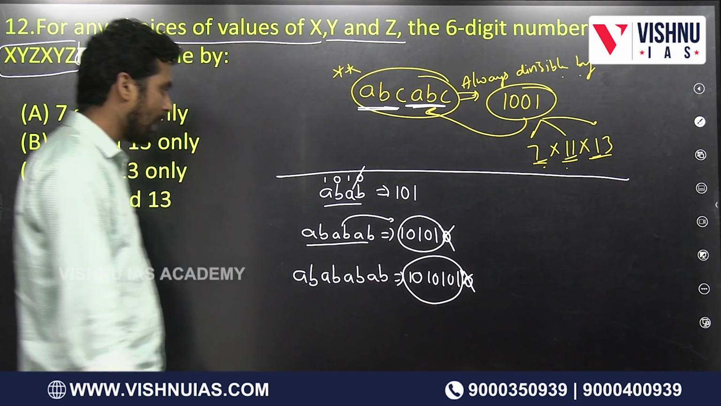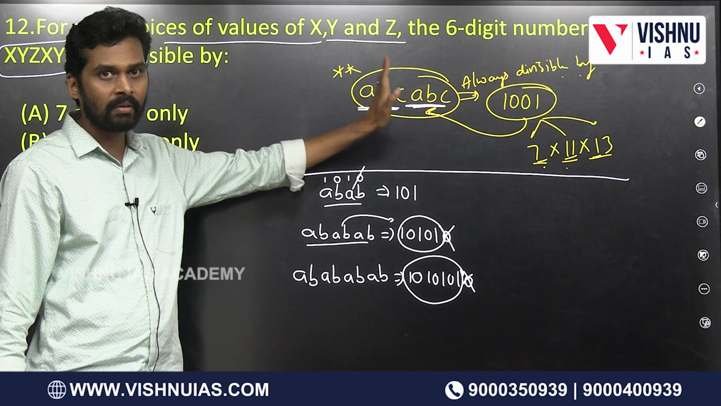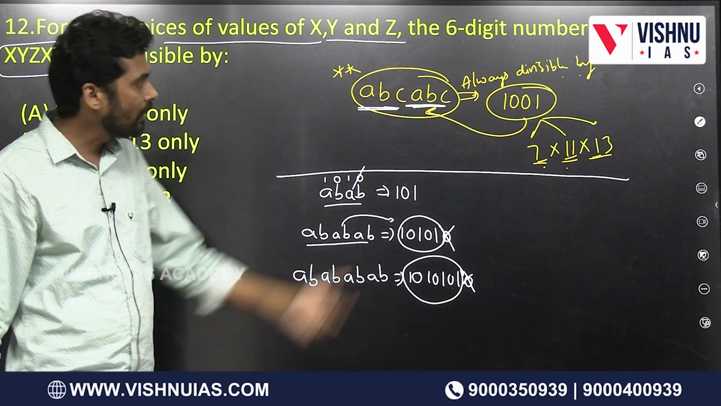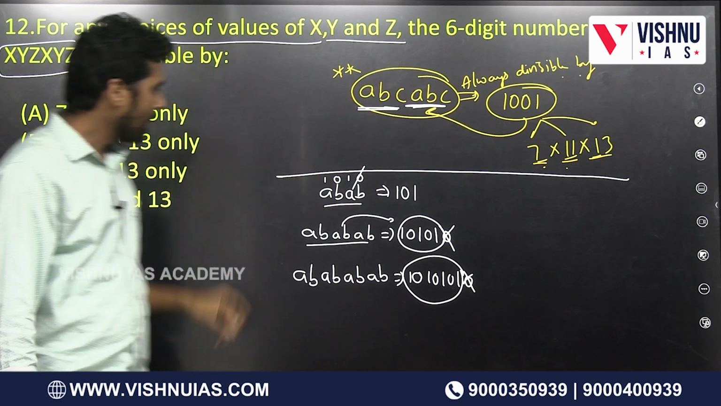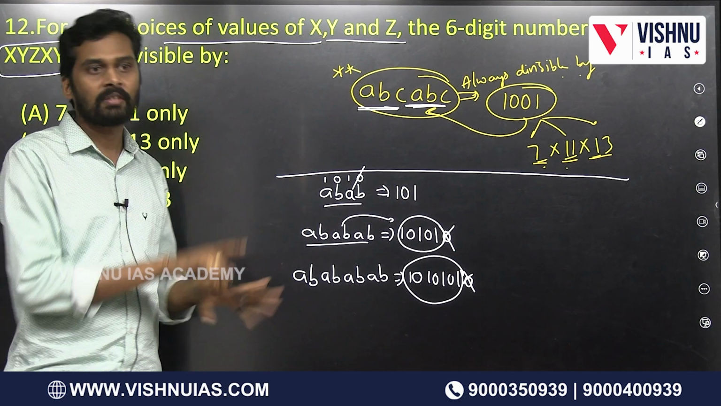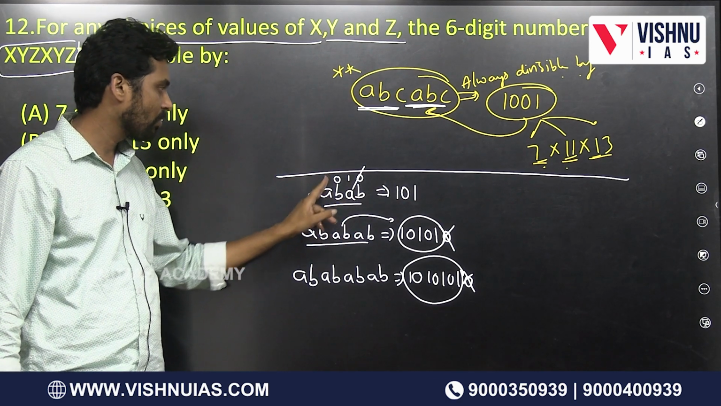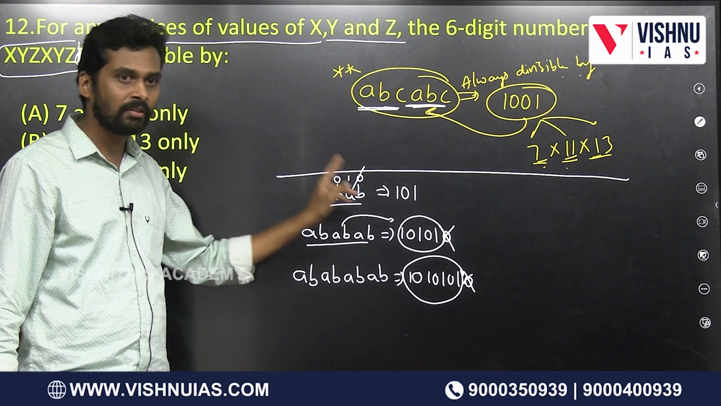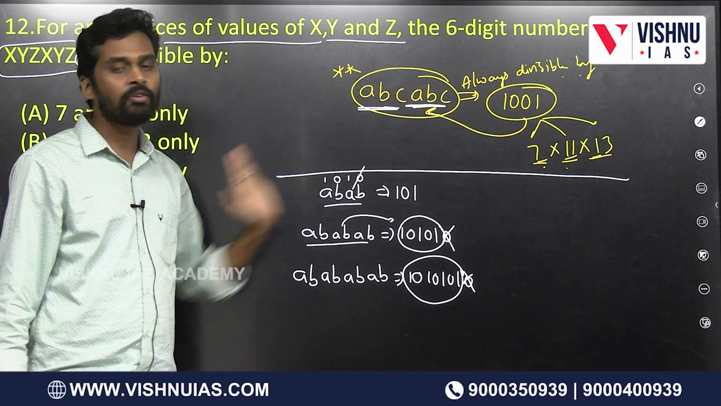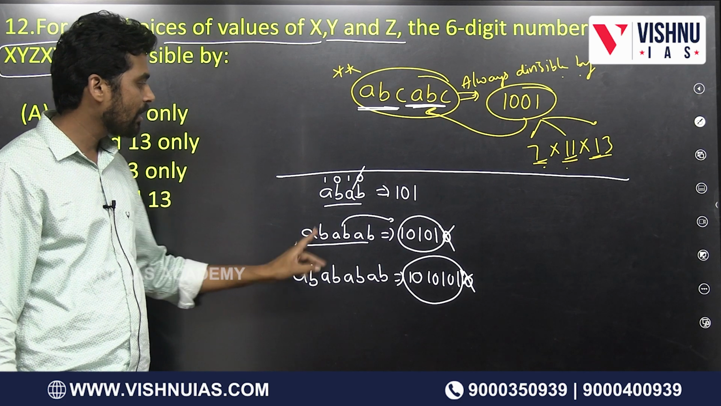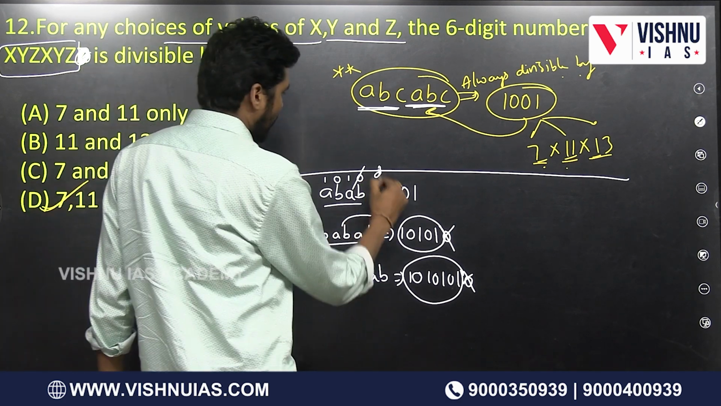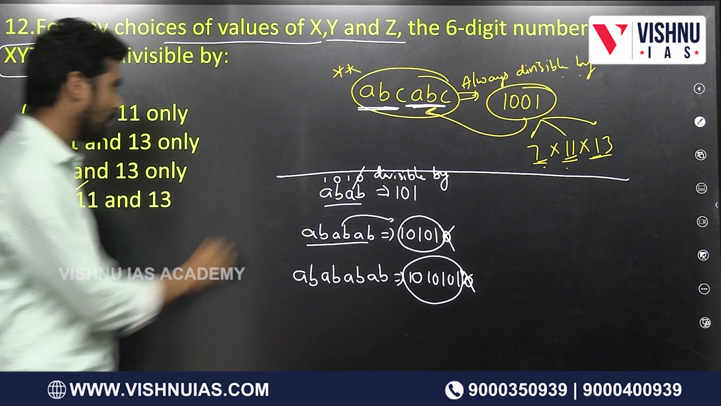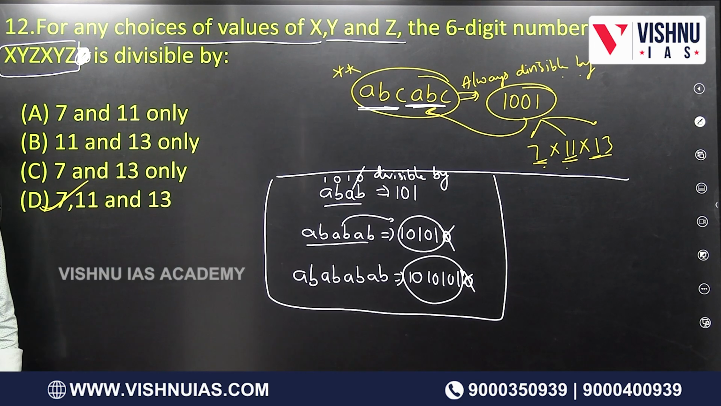Likewise, when 3 digits are repeated, the number is always divisible by 1001 or its multiples. Similarly, when 2 digits are repeated, like AB, AB, you take 1010, cancel the last digit, so it is divisible by 101. And AB, AB, AB means you take 101010, so it is divisible by that. You write these points, and these 2 points are very, very important. Now, ABC, ABC or XYZ, XYZ, both are same.